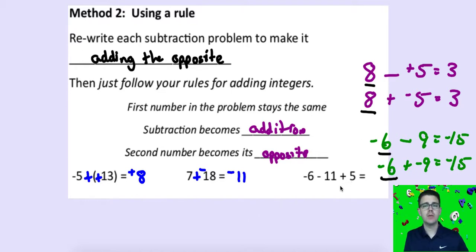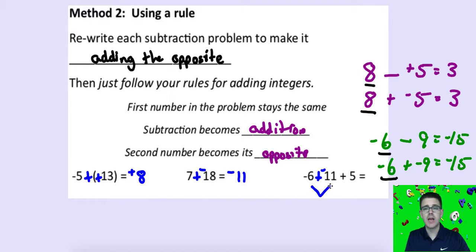In a larger problem, avoid the temptation of just changing everything in the problem. It's always the subtraction and the number right after it. That's all that changes. So negative 6 stays the same. Subtraction becomes addition. The next number switches to its opposite, in this case, negative 11. But this one was a plus 5. I don't want to change that because I like addition. The whole point is to write everything as addition so we don't have to learn any new rules. So once it's addition, leave it alone.